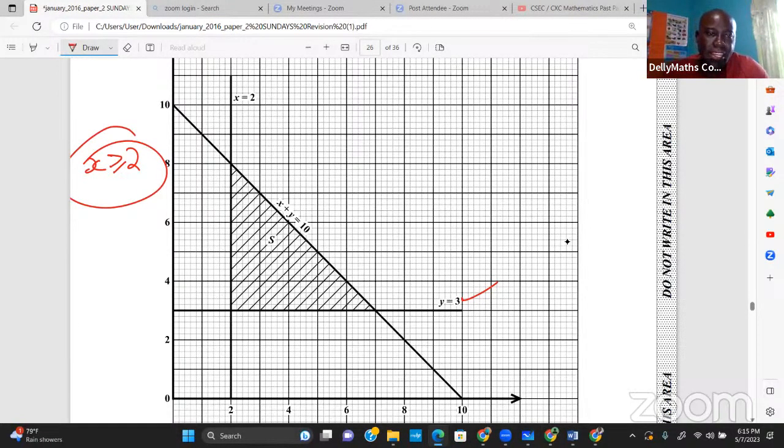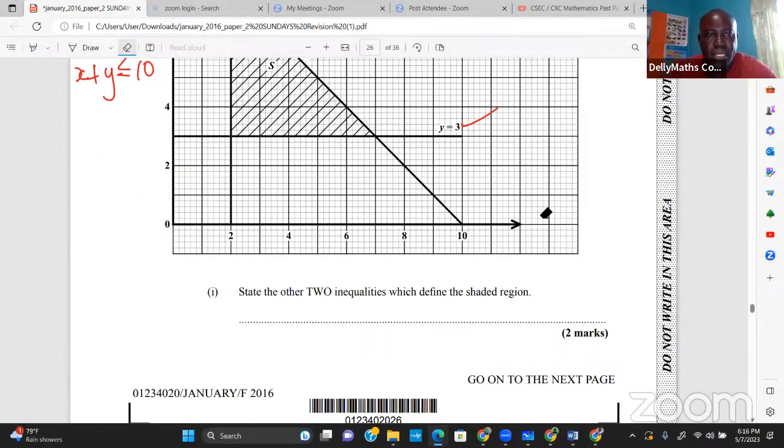For this slant line here that says x plus y equals 10, it's going to be less than or equal to. Why? Because the shading was underneath the line. So the moment the shading is underneath the line, it is coming from less than. The line is a solid line, so you have equal attached to it. Where are our 2 inequalities?